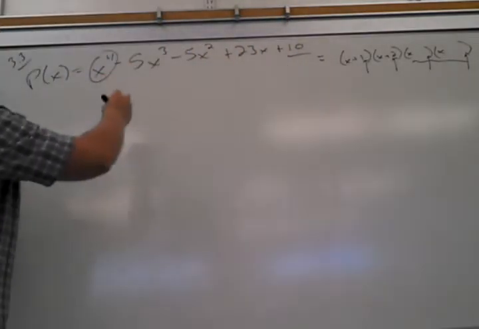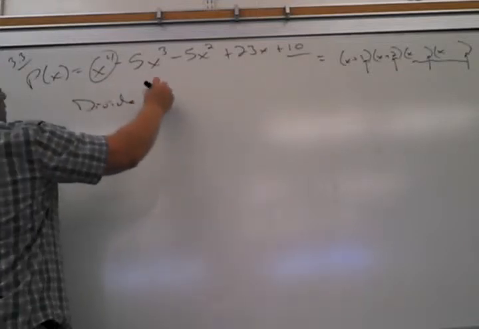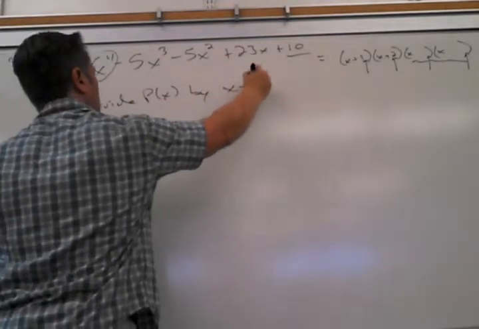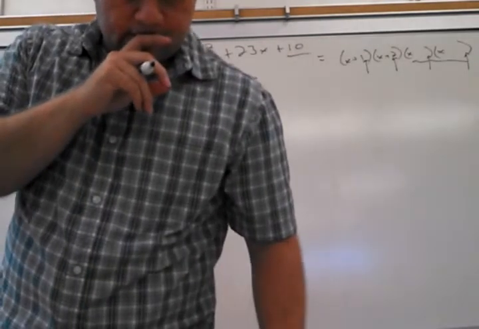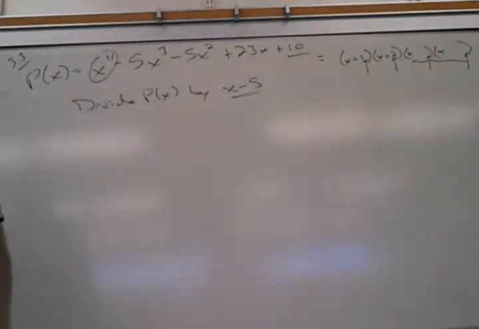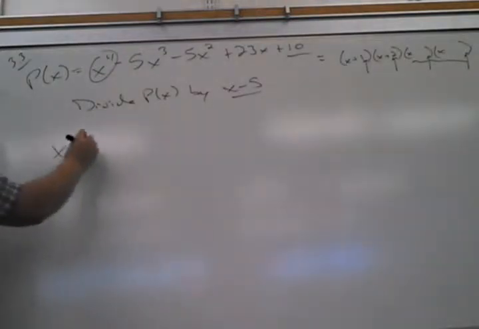So, let's do this. Go ahead and show me you can do this. Divide this by x minus 5. I'm assuming you guys have all done long division before. That might be too big of an assumption. So let's do this together.